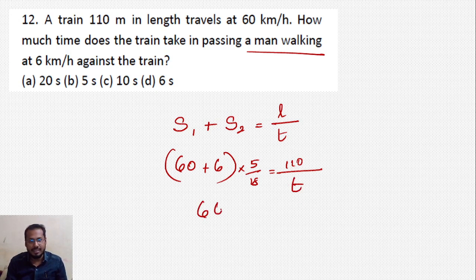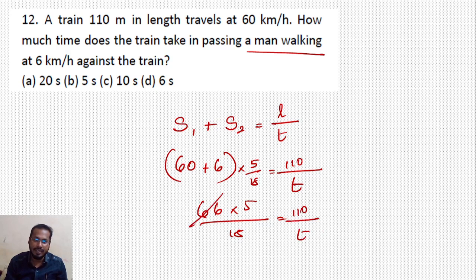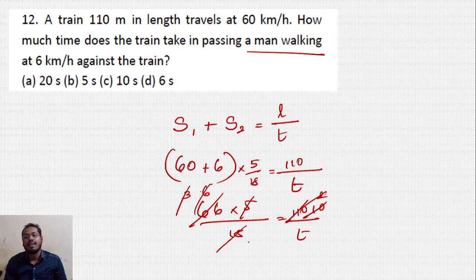That's it. So 66 into 5 over 18 is equal to 110 divided by T. Okay, 66, 11 tables, 6 times and 11, 10 times, correct? And 5 and 10, 2 times, 6 and 2, 3 times, 18 and 6, 18 and 3, 6 times. Okay, so time is equal to 6 seconds.